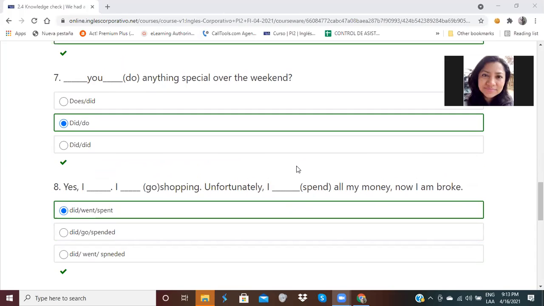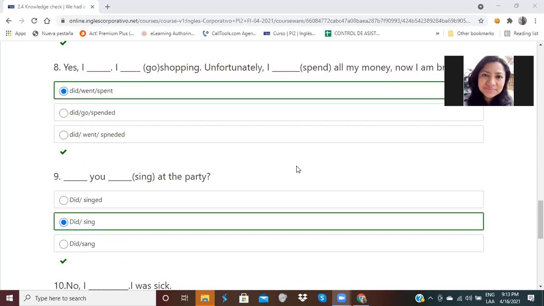Did you do anything special over the weekend? Perfect. Edwin Giovanni, number 8. Perdón, el audio lo tenía desactivado. Okay. Lo escuchamos, joven.